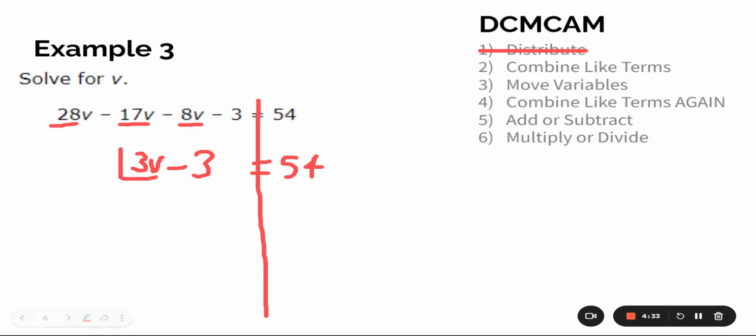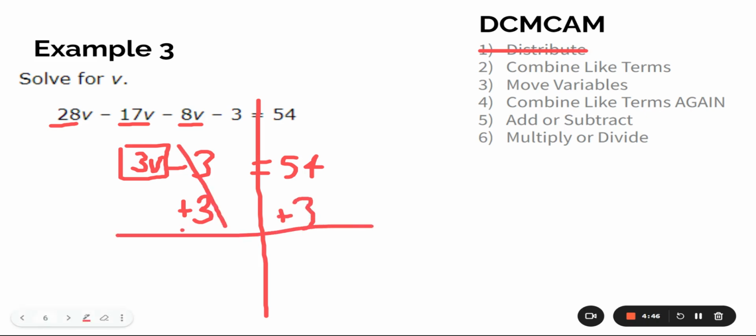So here's where I could box up my variable, and then I'm left with minus 3, so I'm going to add 3, right? Now we're doing the inverse. Plus 3 to both sides. This right here will cancel out, and I'm left with 3v, or 3 times v, and then over here 54 plus 3, 57.